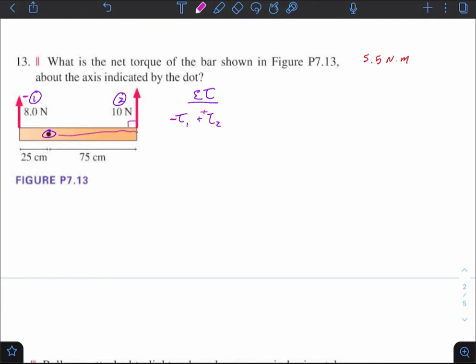This is your radial arm. This is your force. They're perpendicular. They're both perpendicular to the radial arm, which means we can ignore sine theta, because 100% of the force is being used to rotate it.